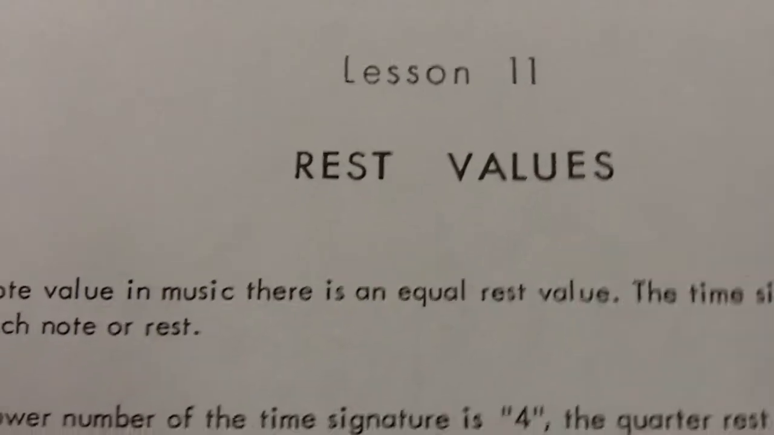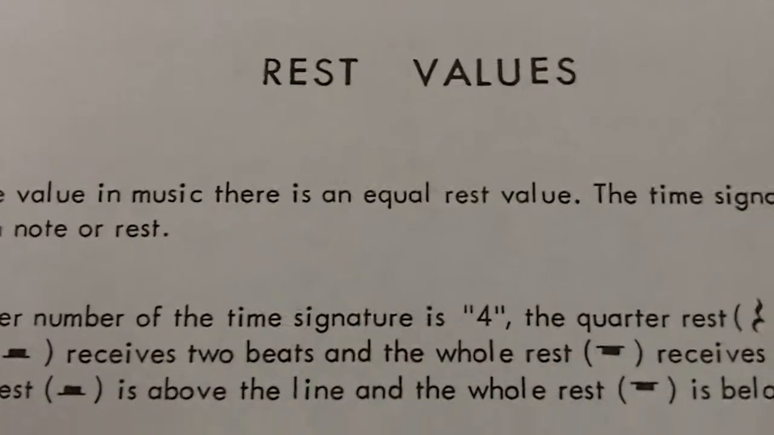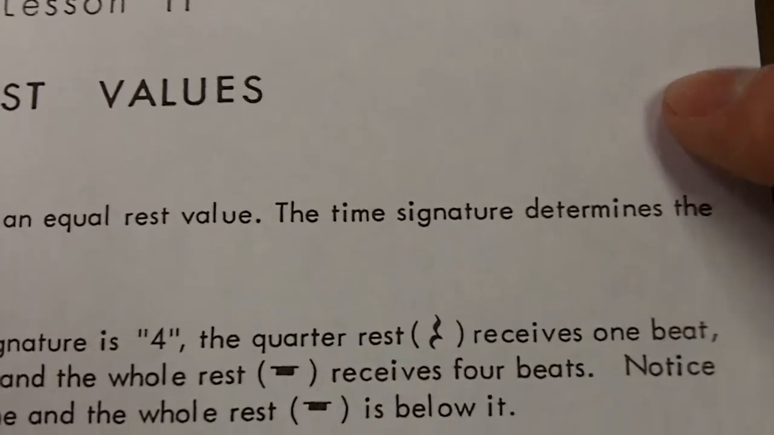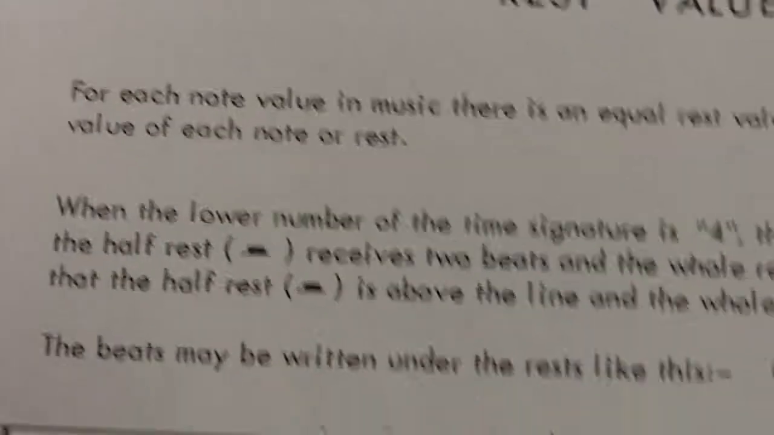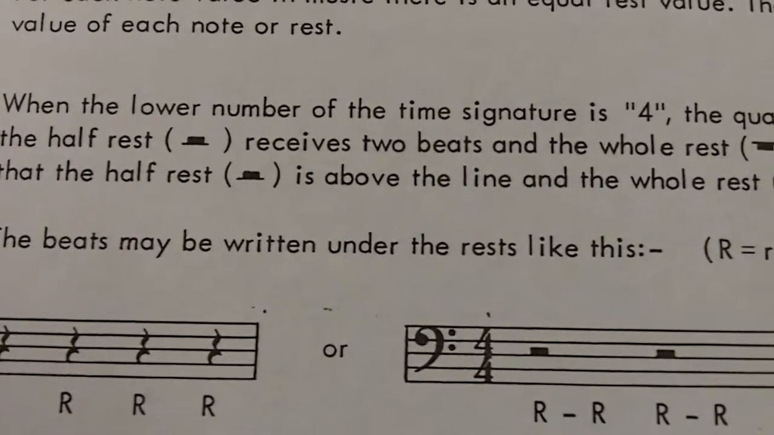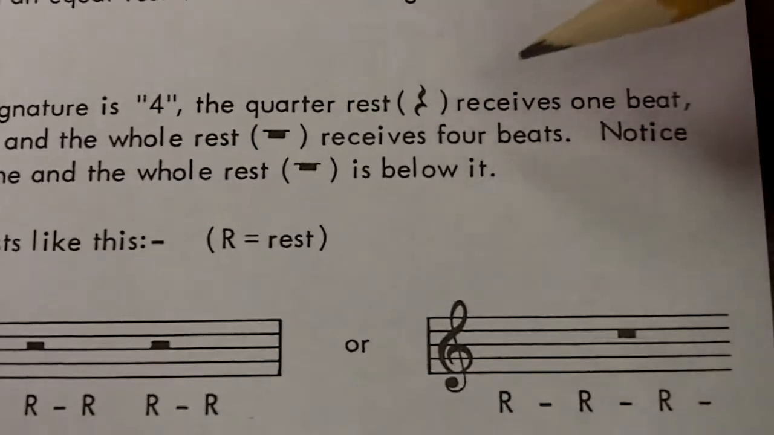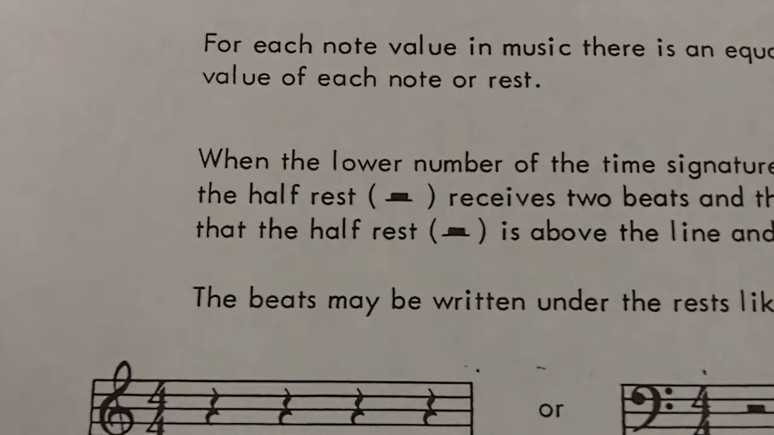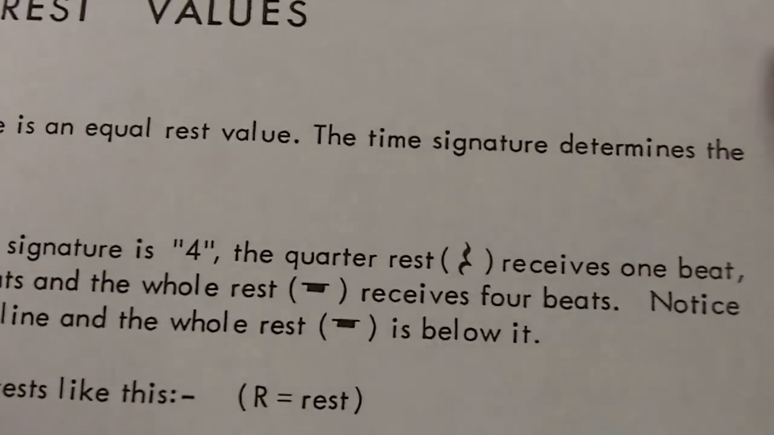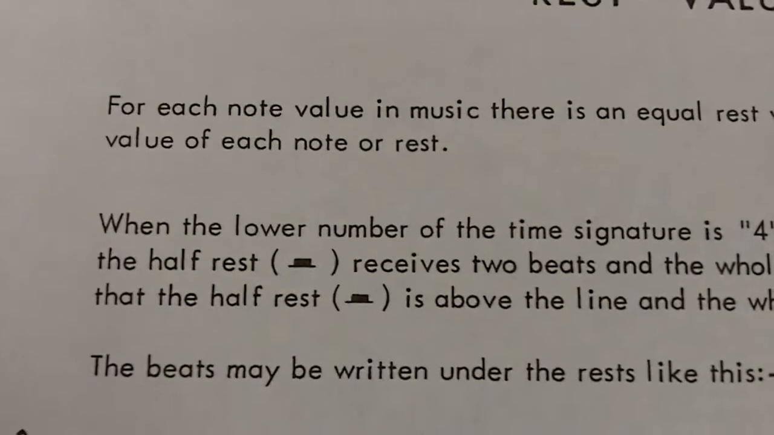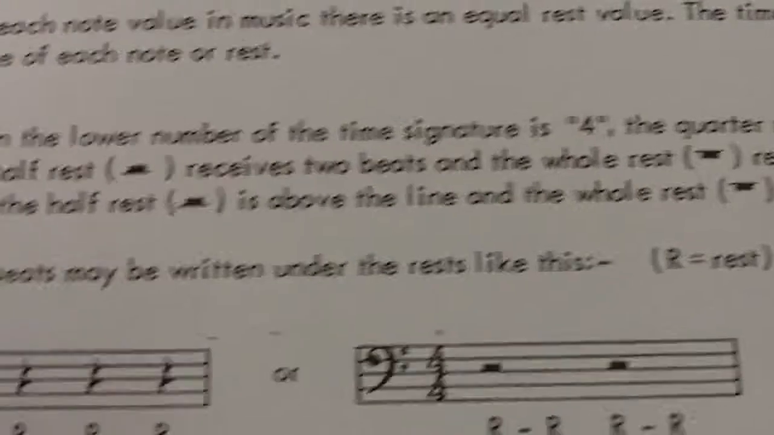Lesson 11, rest values. For each note value in music, there is an equal rest value. The time signature determines the value of each note or rest. When the lower number of the time signature is 4, the quarter rest receives 1 beat. The half rest receives 2 beats, and the whole rest receives 4 beats. Notice that the half rest is above the line and the whole rest is below it.